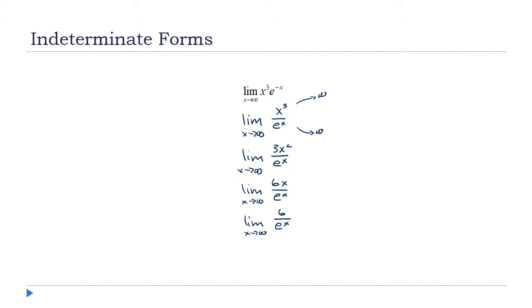The top is staying constant. The bottom is going to infinity. It's blowing up. It's getting huge. So this limit is 0. And there you go. We got our answer. Sometimes you've got to do it more than once. That's okay. I kind of had to whittle away at that numerator until I finally got rid of all of the x's, and then I was able to get the final conclusion.